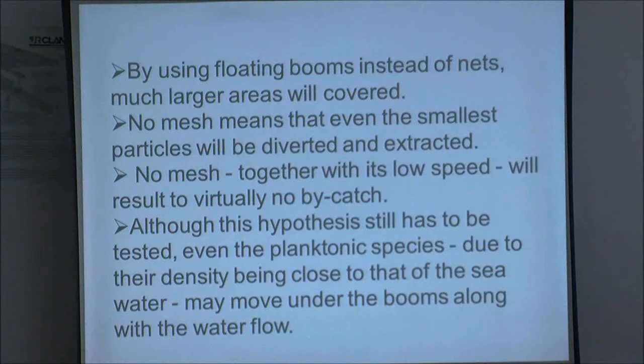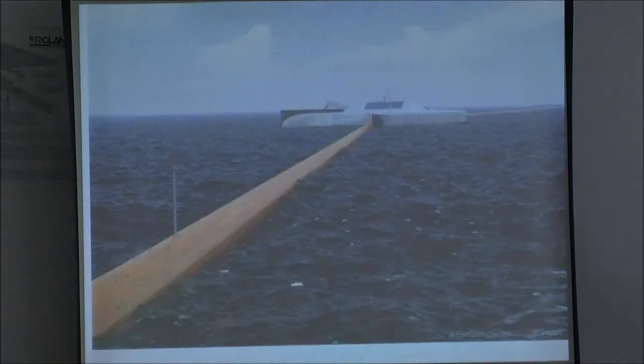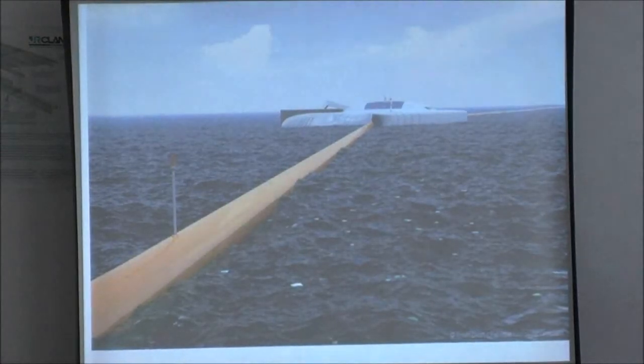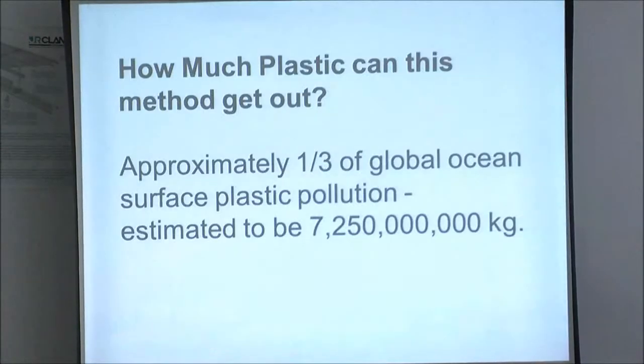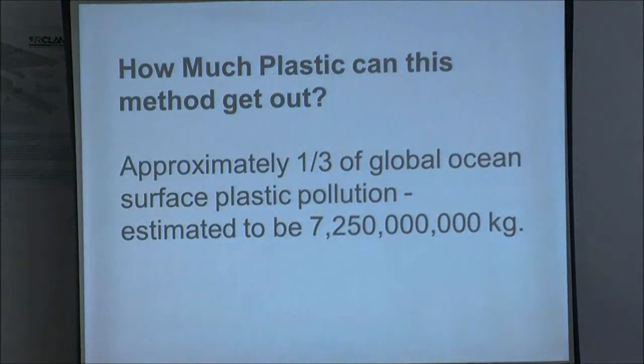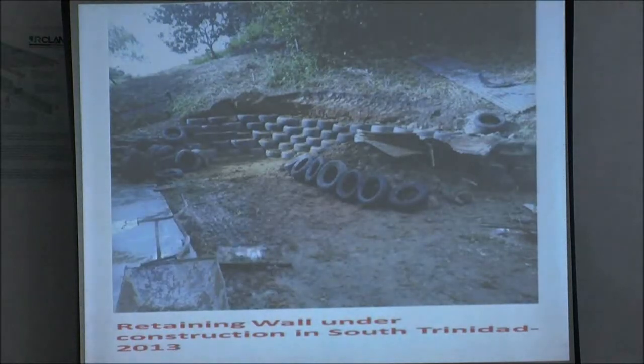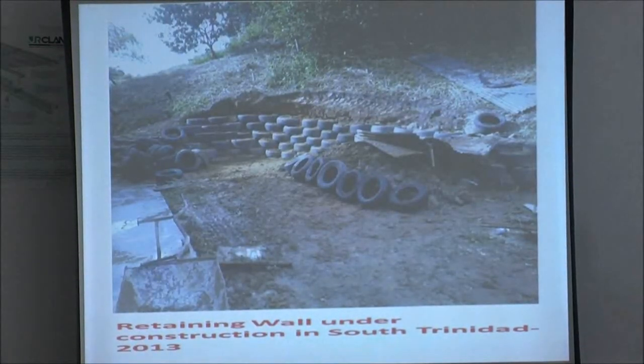These are called floating booms. If you use a net, some of the tiny, more vulnerable sea organisms are trapped in it, and then you mess with the biodiversity, you mess with the ecosystem. So this just allows even plankton to flow under. These long booms stretch out and they gather the plastic into that hull. Next slide, Eric. They believe they can get out approximately one third, and that one third is estimated to be over 7 billion kilograms of plastic. Okay? Well, what we can do is recycle.